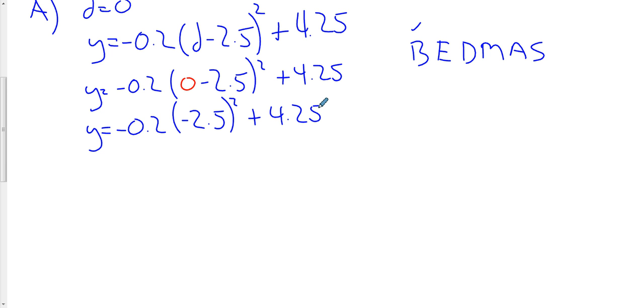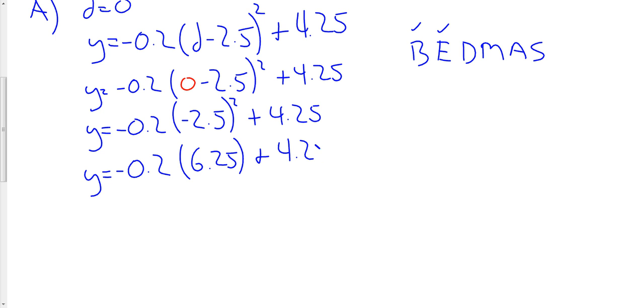The next thing that we need to take care of is the exponent. So in this case, we've got y is equal to negative 0.2, and then negative 2.5 squared is going to equal positive 6.25, plus 4.25.